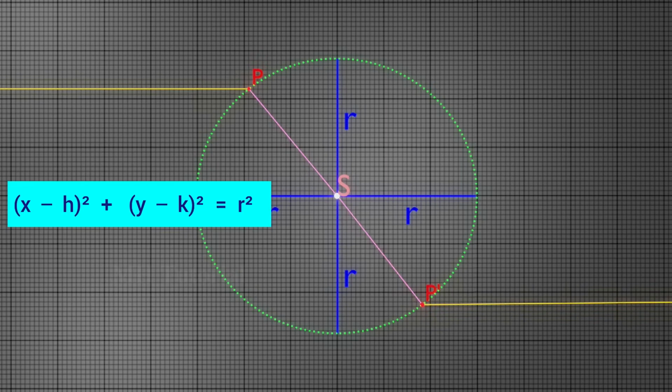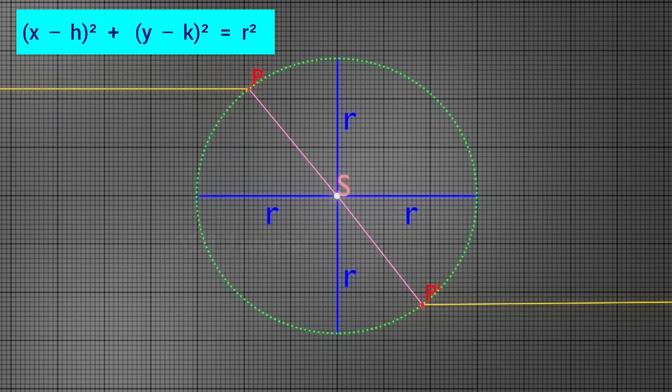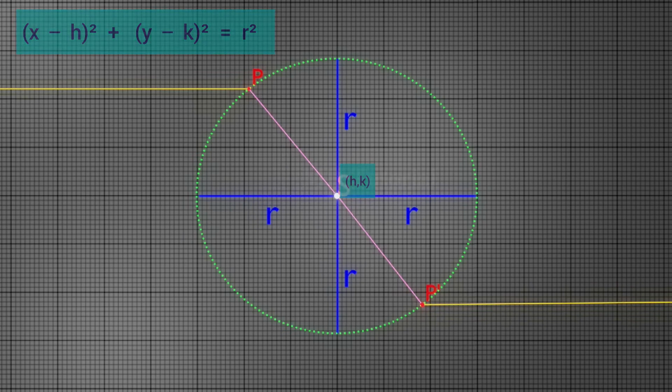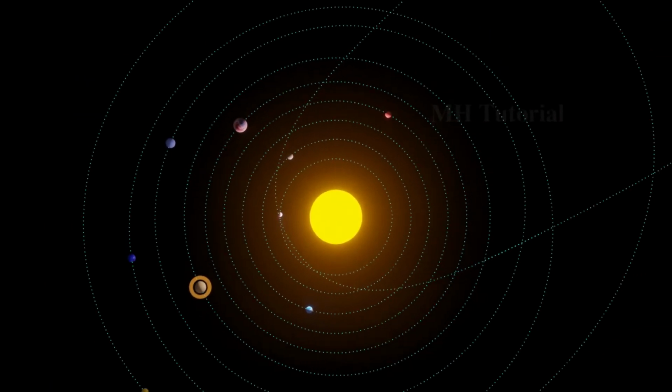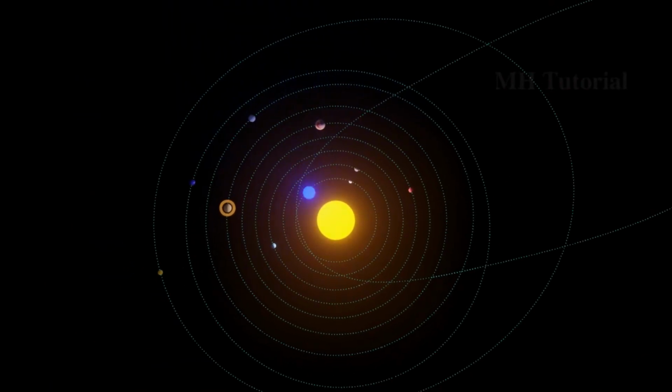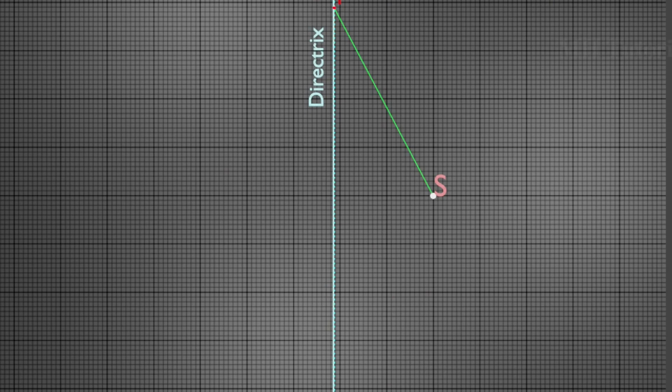General equation for a circle is like that. Here, h, k, is the position of its center. And r is the radius. Before going to describe importance and application of conics in planetary motions, let us summarize.